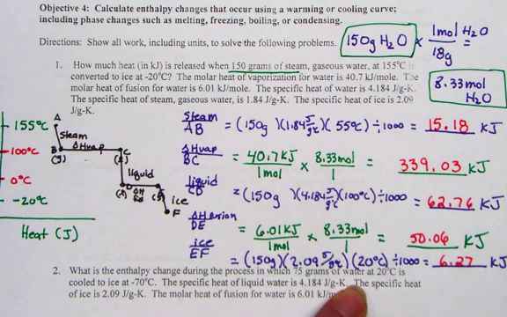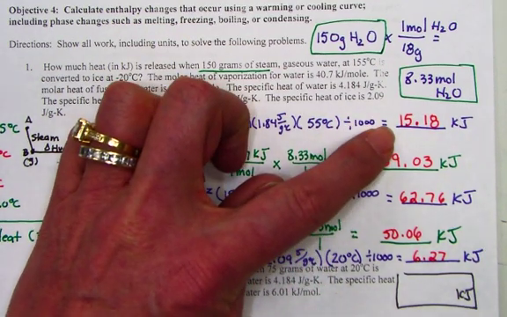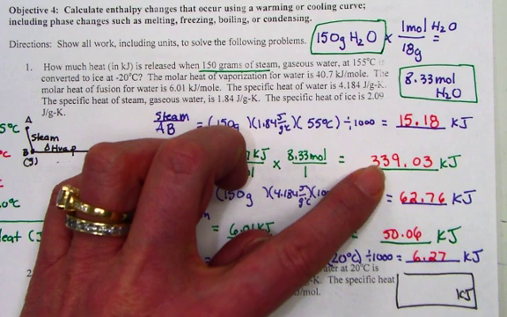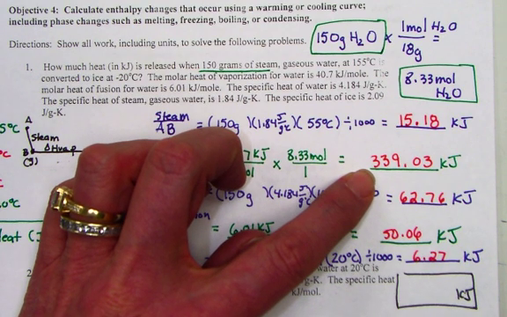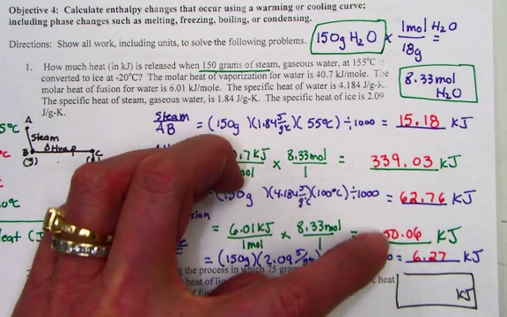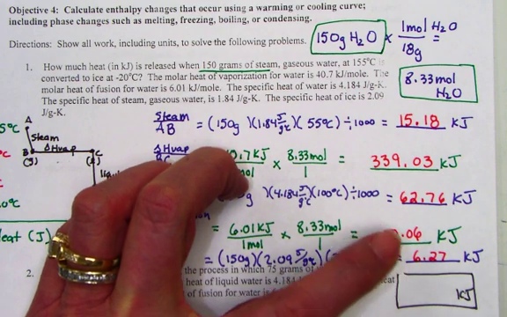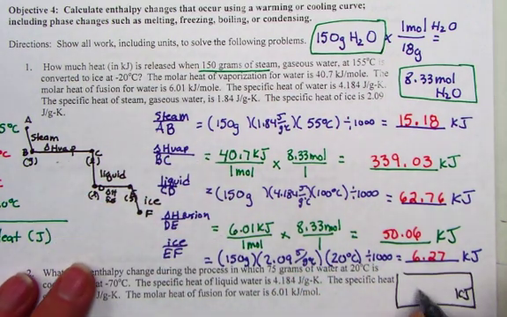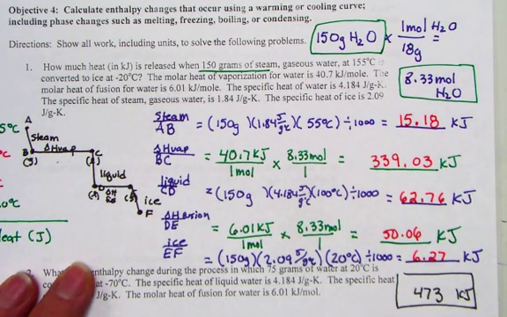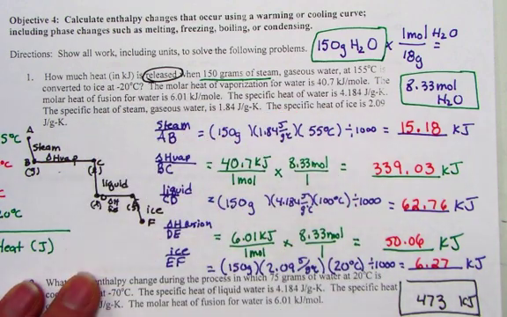The last thing we'll need to do is add those values together to report a final kilojoule. We'll take 15.18 and add 339.03 plus 62.76 plus 50.06 plus 6.27. My final answer, 473 kilojoules of heat. There's a very important word up here that talks about releasing heat.